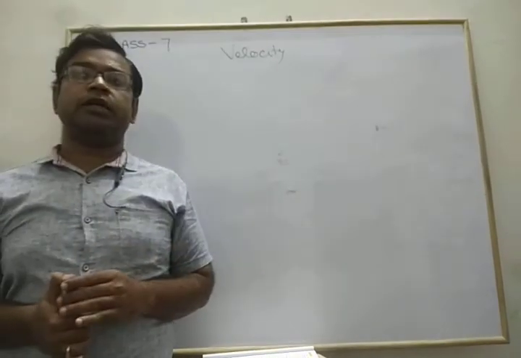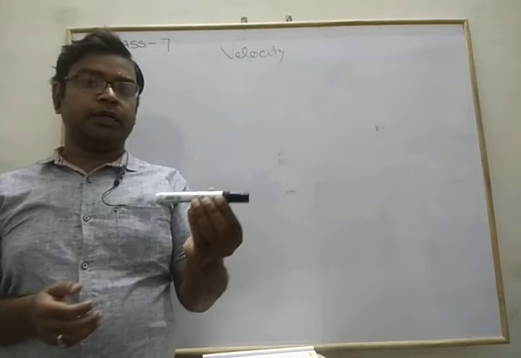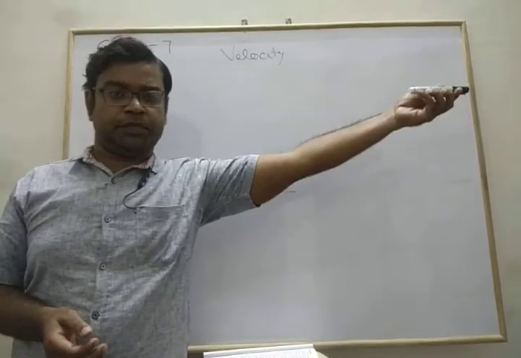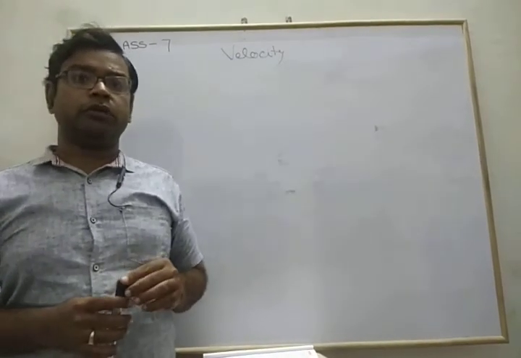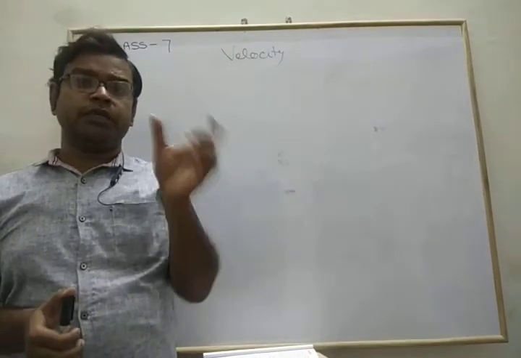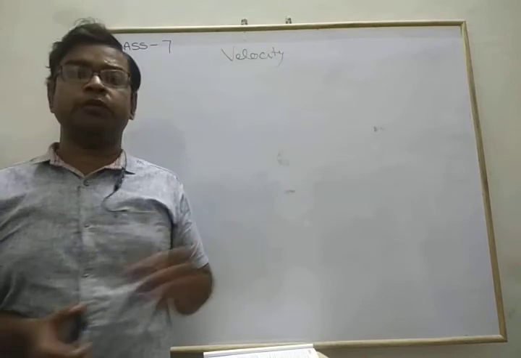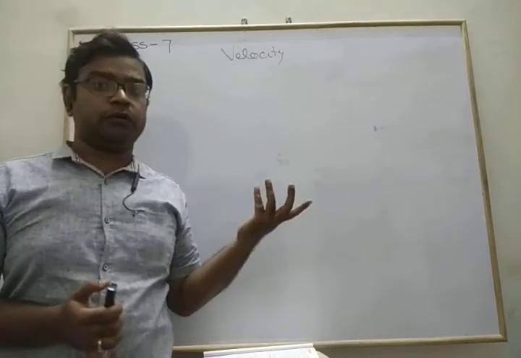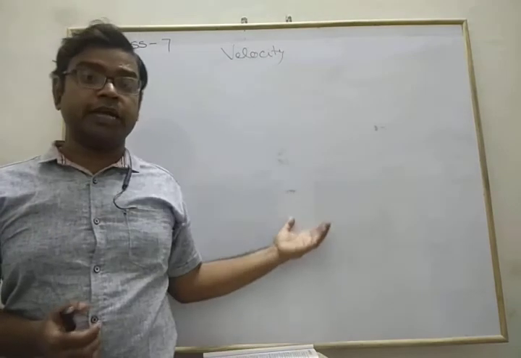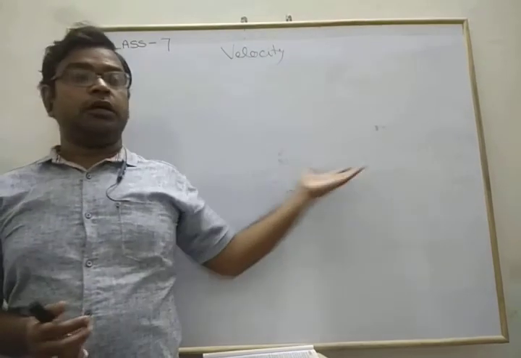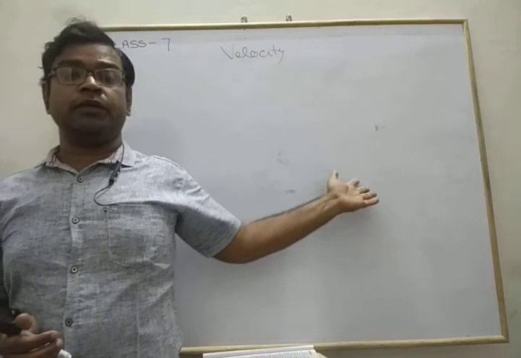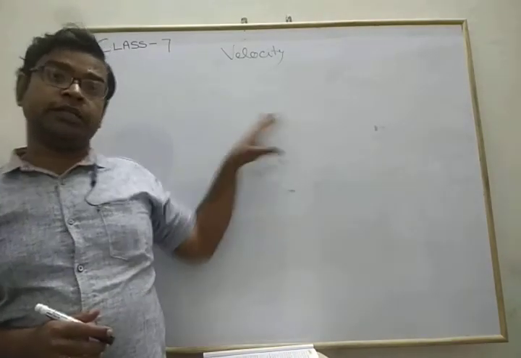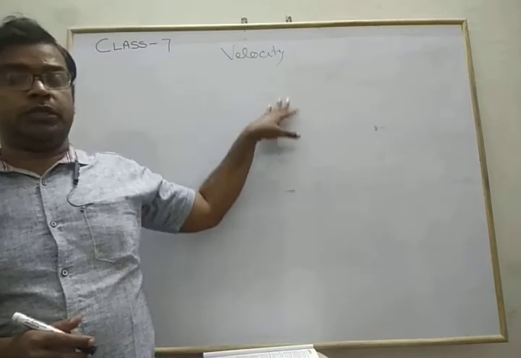Suppose in speed I am saying that this marker is moving with 10 meters per second, very fast. From this statement you can say that the marker is a moving object. But still there is a confusion. Where is it moving? From where to where? In which direction? How much? This confusion is solved in the next concept, that is velocity.